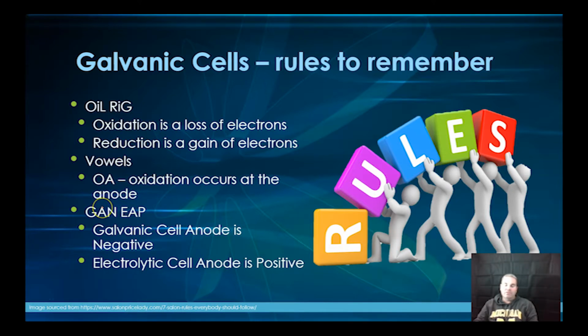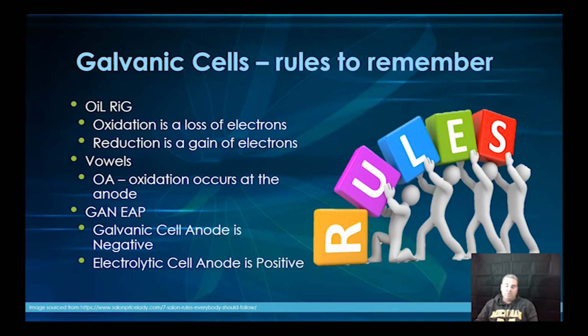Then the final thing, if you need to work out the charge of the electrode, if it's positive or negative, I teach my students to use the word GANI. It's a bit funny, but in a galvanic cell, the anode is negative. In an electrolytic cell, the anode is positive. So if you use these three little tips or tricks, that will help you to pretty much identify, given the information, an entire electrochemical cell.